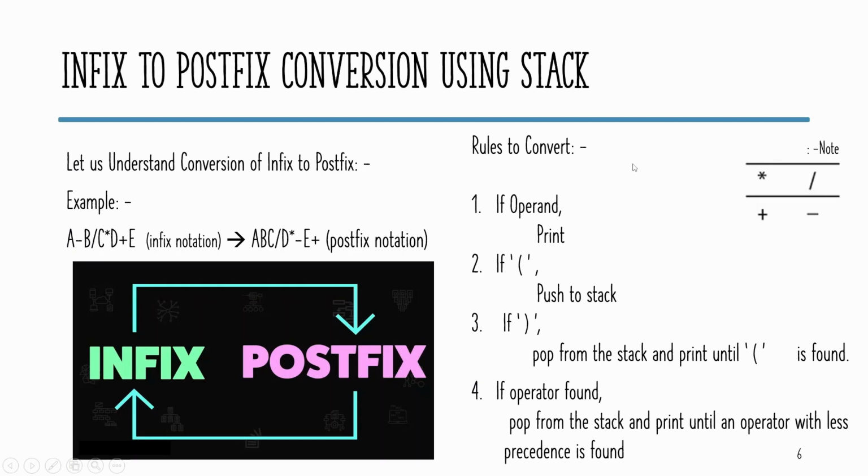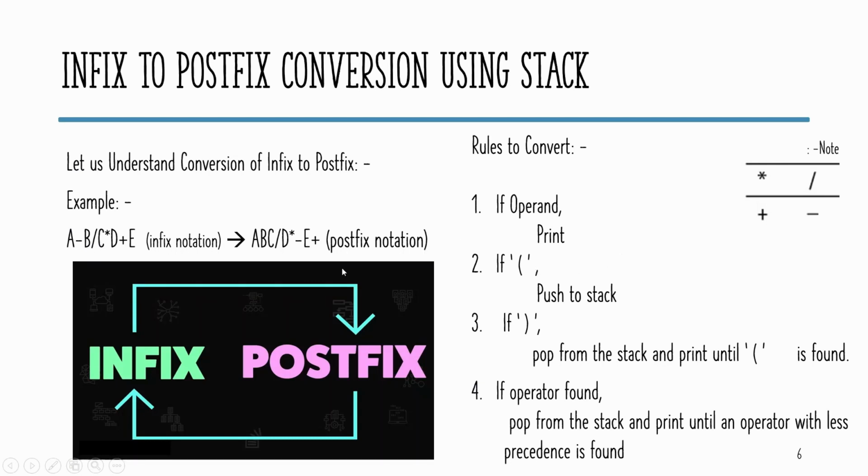Now, the rules to convert infix notation to postfix notation are simple. There are only 4 steps, and all the things will be taken care of. First we check if it is an operand while iterating on the string which has to be converted. If the character is an operand, that is a, b or something else, we'll just print it. Like in the example, it is a.